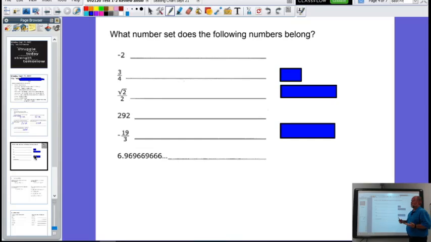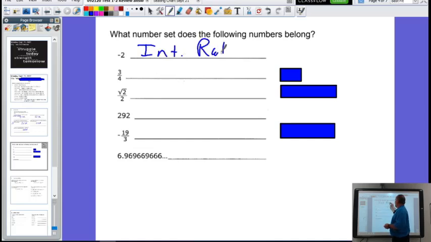So I want to know what sets. Does it belong to the natural numbers? No. Okay, because it's got to be just a positive number, no negatives. Could it be a whole number? No, because again, it's negative. So where does it start? It starts with integers. Okay, and if it's an integer, then it's going to be a rational, and it's going to be a real.